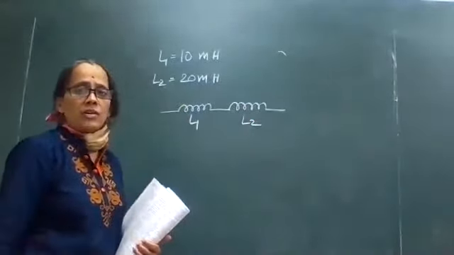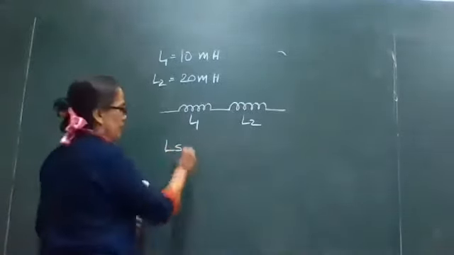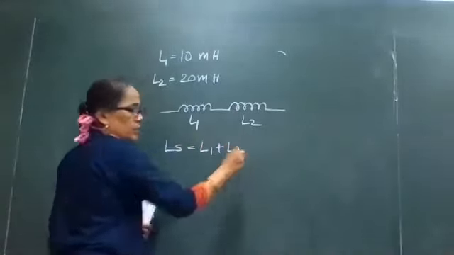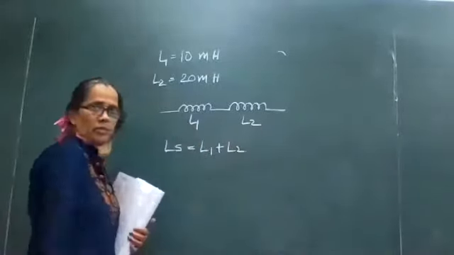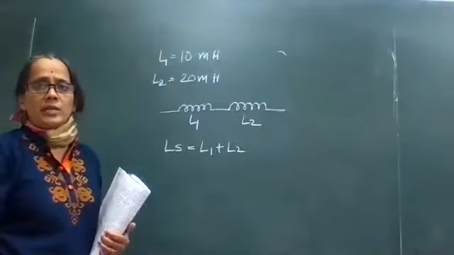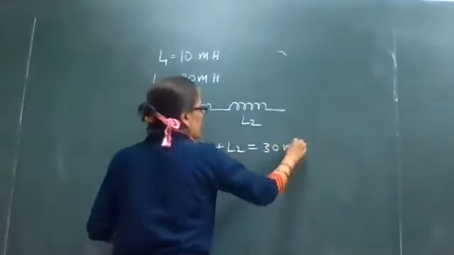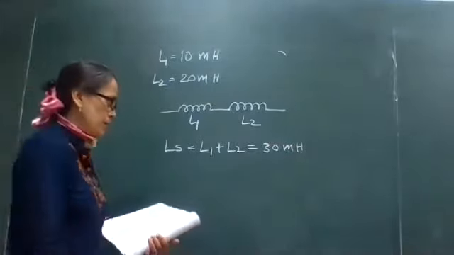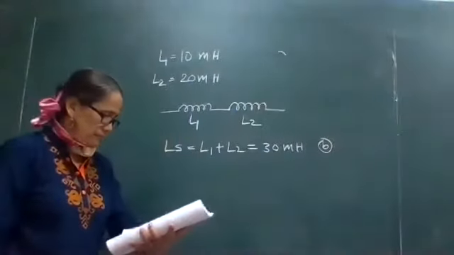We have seen in theory that when two inductors are connected in series, their equivalent inductance Ls can be written as L1 plus L2. In series combination, you just add these two values. L1 is 10, L2 is 20, so your series inductance will be 30 milli. That is your option B. So your third MCQ answer is option B.